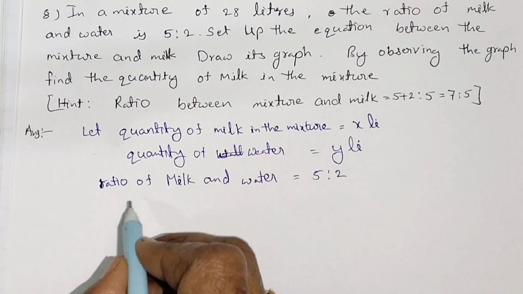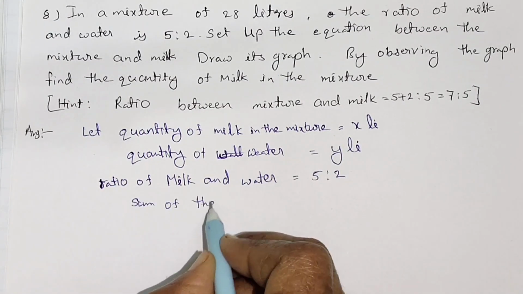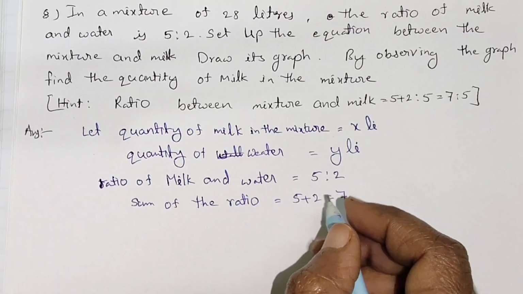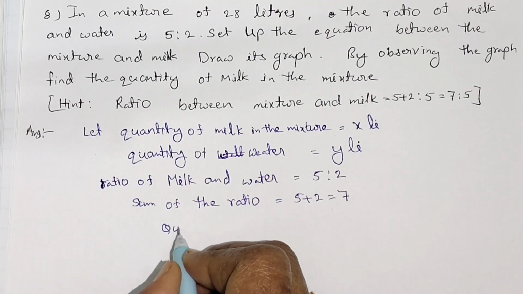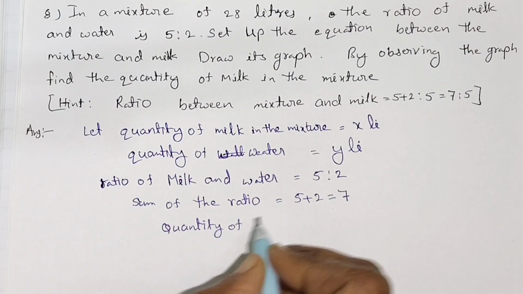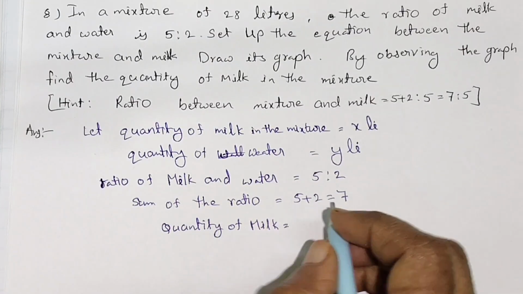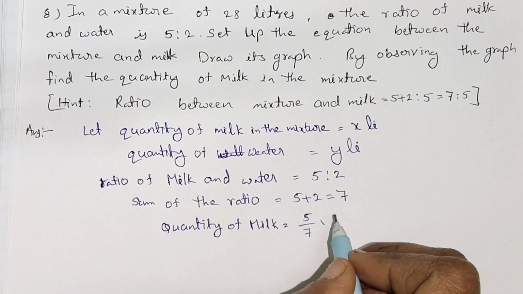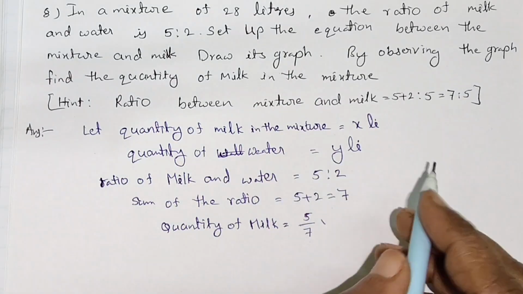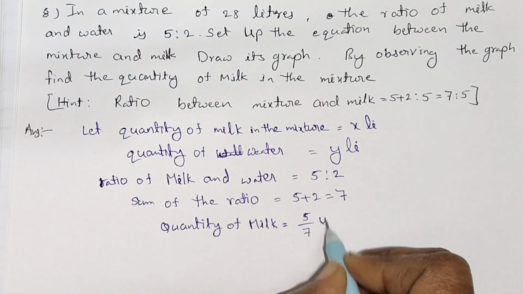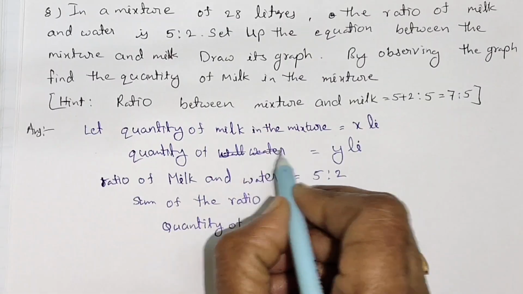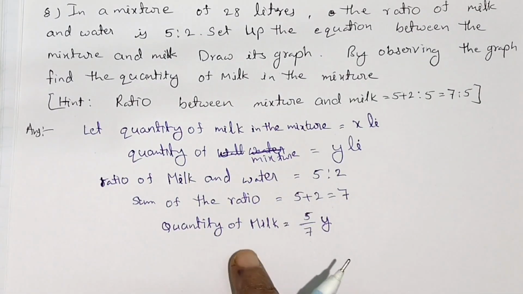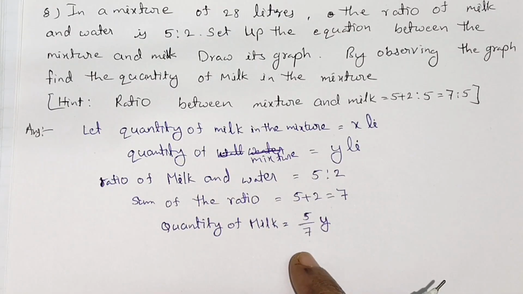So the sum of the ratio is 5 plus 2 equal to 7. Quantity of milk: milk ratio is 5 by the total ratio, into the total, 28 liters. So we write Y as the quantity of the mixture. Y is the total mixture, so the quantity of the milk equals 5 by 7 into Y.